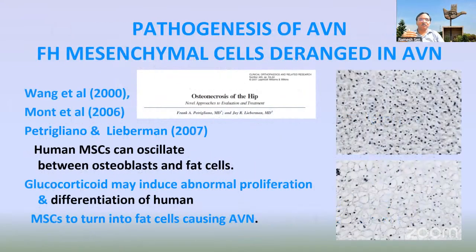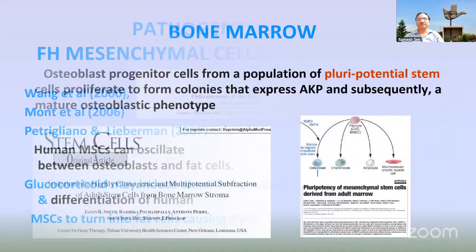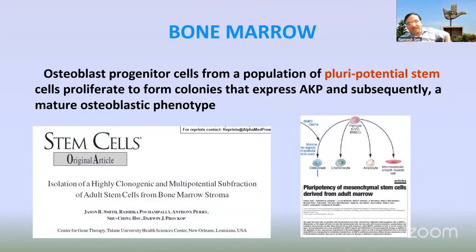But let's look back at the pathogenesis. We all understand that in the pathogenesis, what is happening? All the literature says that our mesenchymal stem cells oscillate between osteoblasts and fat cells. And if it is a glucocorticoid, it might induce abnormal proliferation, and we may get more fat cells. While in the bone marrow, we have pluripotential stem cells, which can proliferate to give everything in the body.